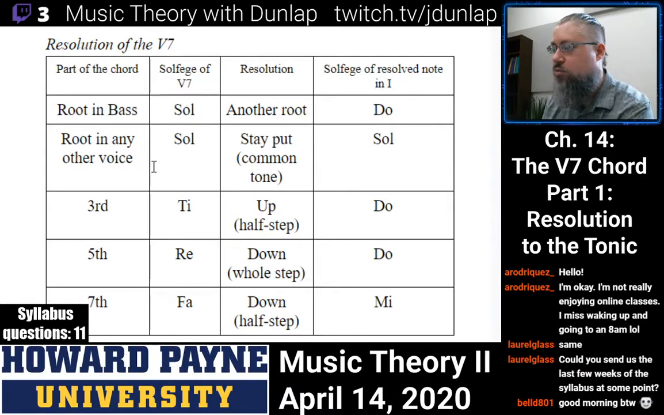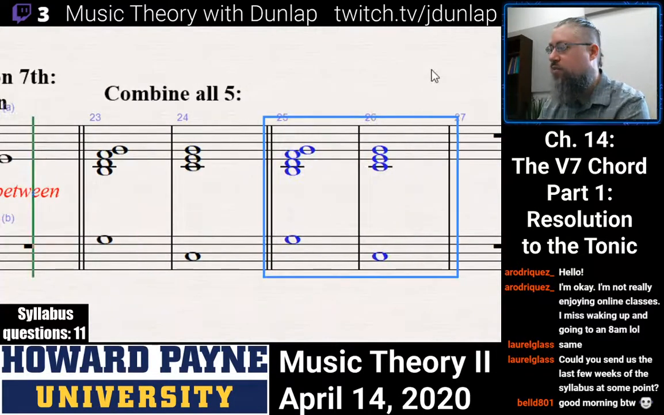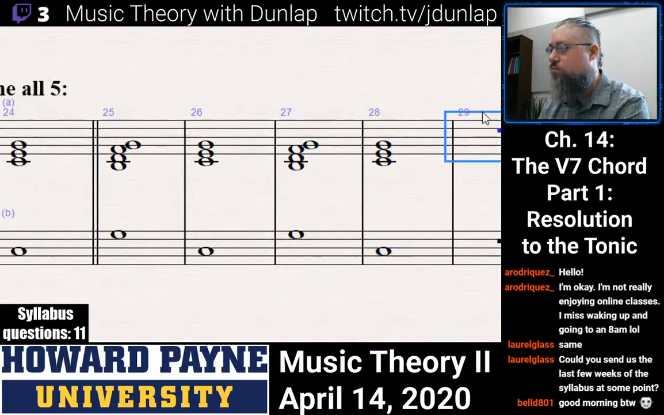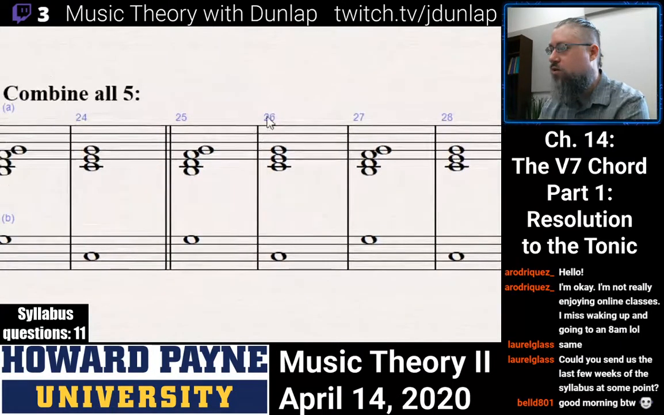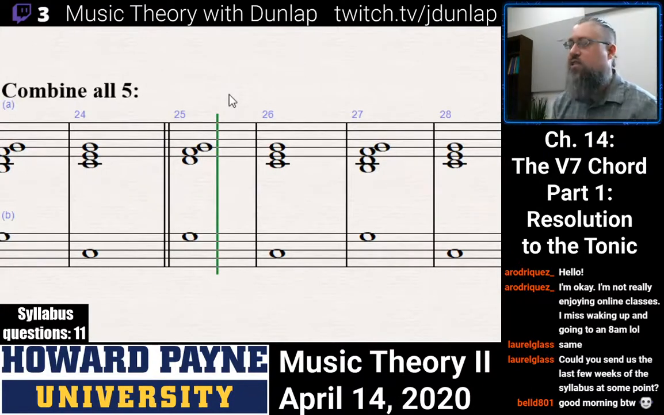You can't omit the third, or else we don't know the quality of the triad. So that means we're omitting a root or the 5th. So what's that look like? We're going to go into Sibelius and we're going to take this. We're going to copy and paste it over and over and over. So if I omit the third, we're not hearing a third, so we're not defining the quality of the root triad of that 7th chord.